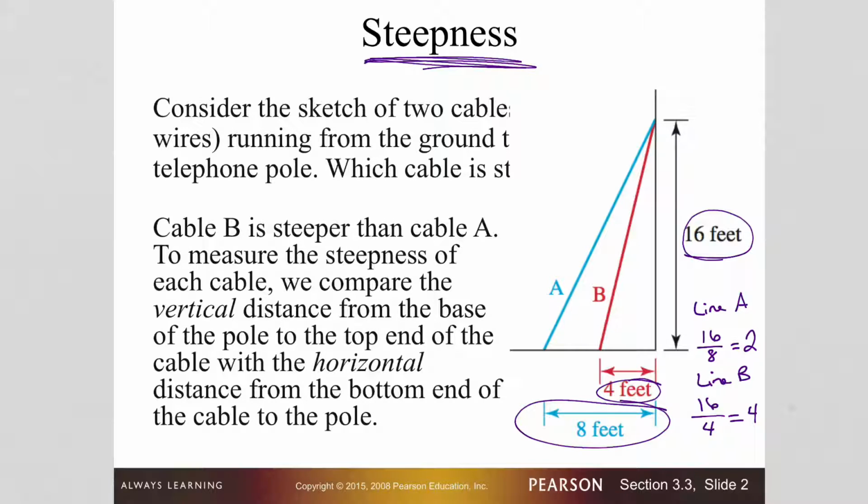So line B, because the number is bigger, and we're really looking at the absolute value of the number, because if it were a negative slope, we would strictly compare the absolute values. So line B is steeper because the number is larger.